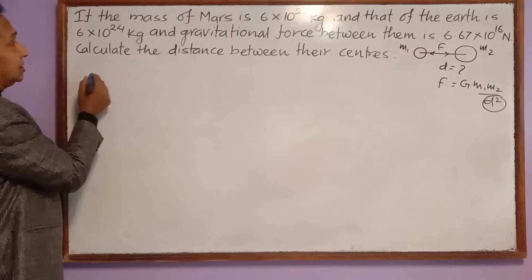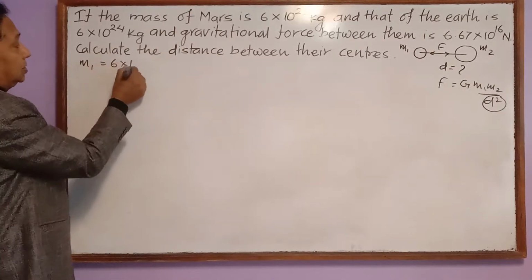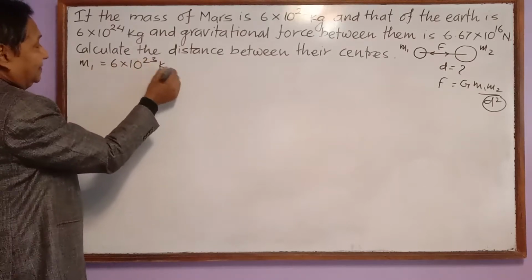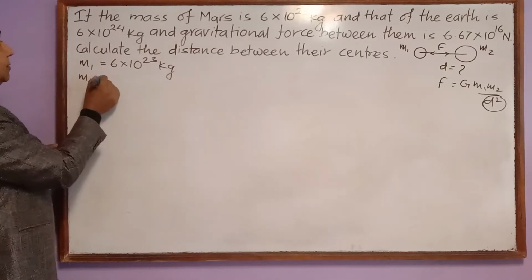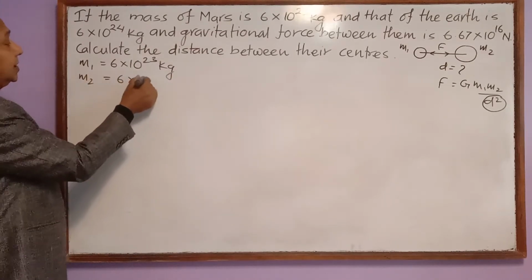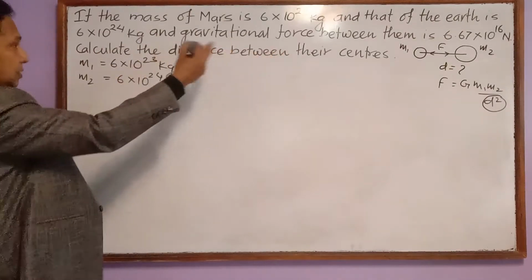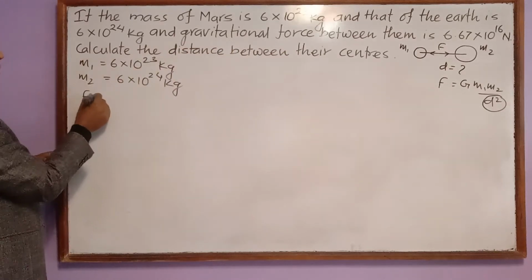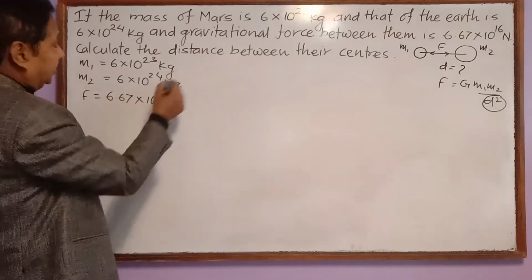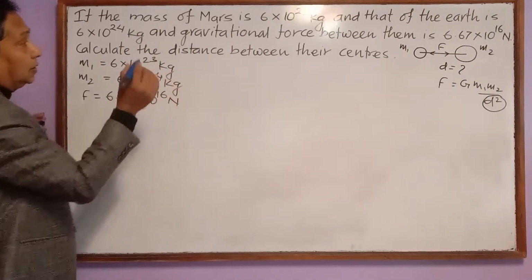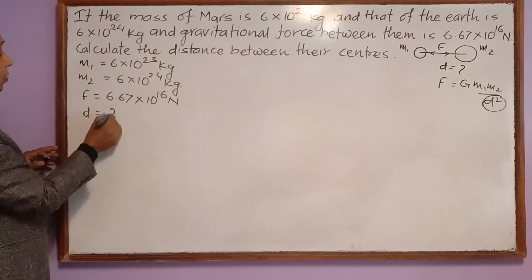Mass of Mars is 6 into 10 to the power 23. Let's say m1 equal to 6 into 10 to the power 23 kg. And another mass is the mass of Earth, which can be taken as m2. m2 is equal to 6 into 10 to the power 24 kg. Now, the gravitational force between these two heavenly bodies is represented by F. It is 6.67 into 10 to the power 16 Newton. And what is the question? The question is the distance between them. D is equal to what?